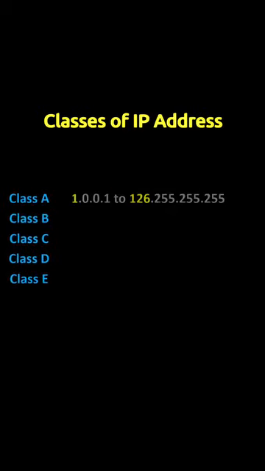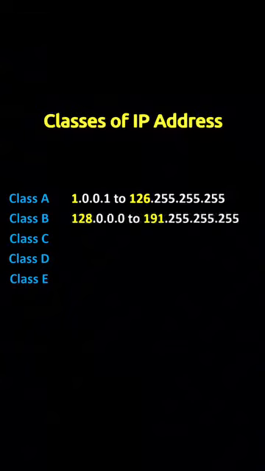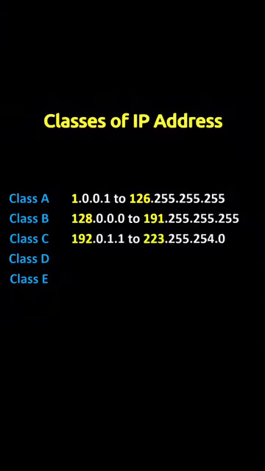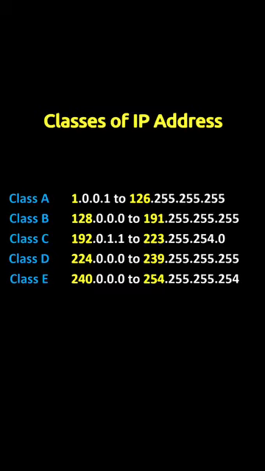These IP addresses are divided into 5 classes: A, B, C, D, and E. In class A, the value of the first octet is from 1 to 126, in class B it is from 128 to 191, in class C it is from 192 to 223, in class D it is from 224 to 239, and then the last one, class E, it is from 240 to 254.